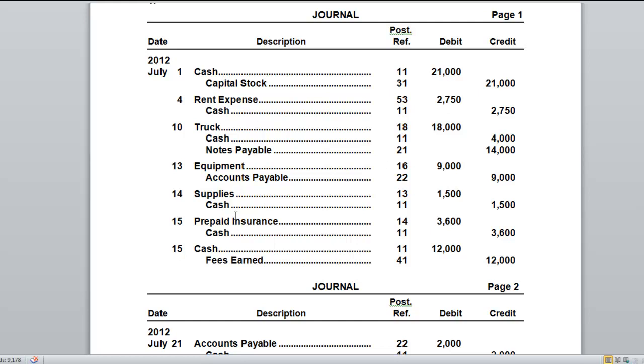But this is, like I said, like a diary. It's known as the book of original entry. This is where the transaction is first recorded, and then from here we would take it and post it to the ledger. Let's take a second and see what that would look like.